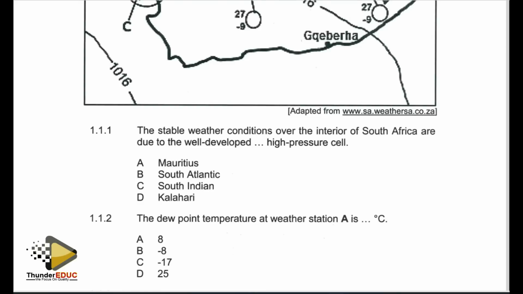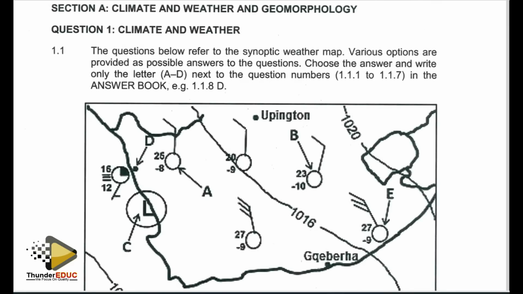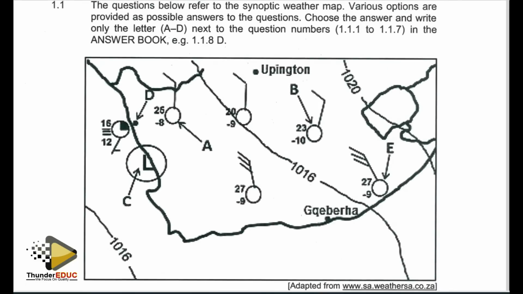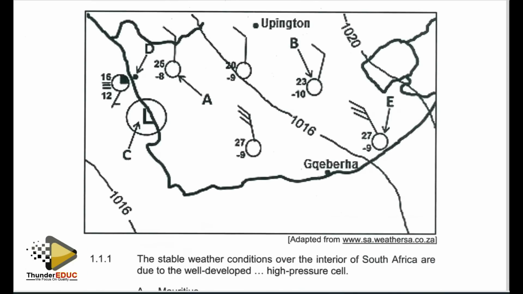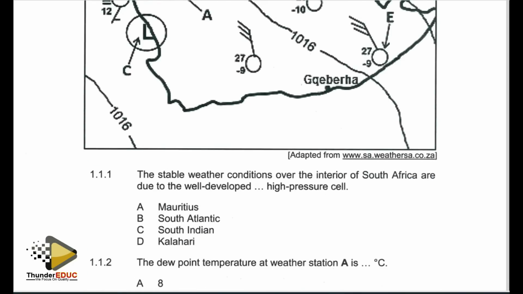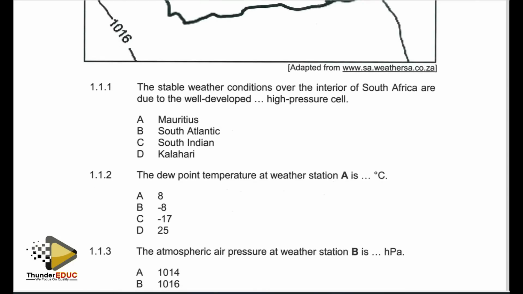Right, our question is based on a Synoptic weather map, a Synoptic extract, which you should start by studying thoroughly and be able to figure out the different weather patterns, different weather systems and the different weather elements presented on the Synoptic map. Right, in this question we have question number 1.1, which talks about the stable weather conditions over the interior of South Africa being due to the well-developed high-pressure cell.